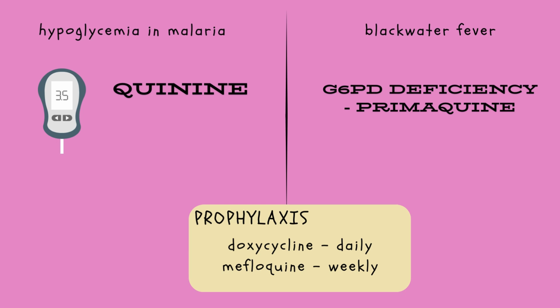Prophylaxis of malaria is given to patients who are traveling to malaria endemic regions. We have a short term prophylaxis which is given like a daily prophylaxis, and the drug of choice is doxycycline. That is started 2 days before travel and continued 2 weeks after travel. And mefloquine is given weekly. It is started 2 weeks prior to the travel and continued even after travel.